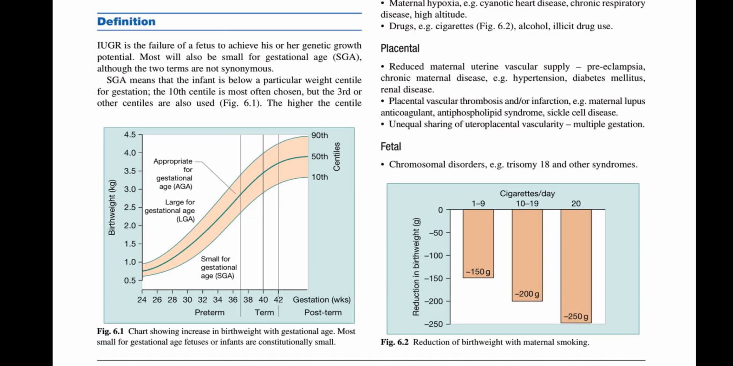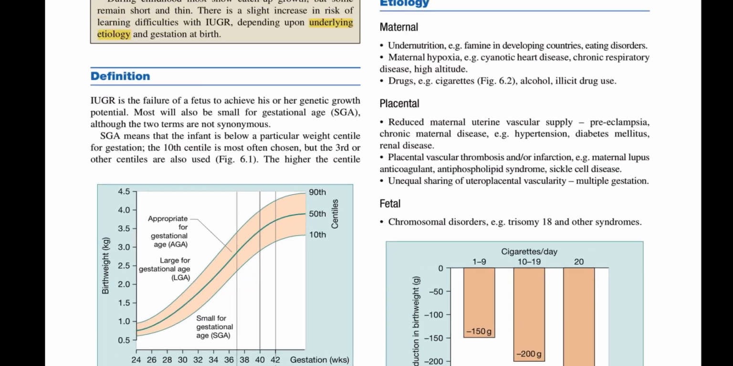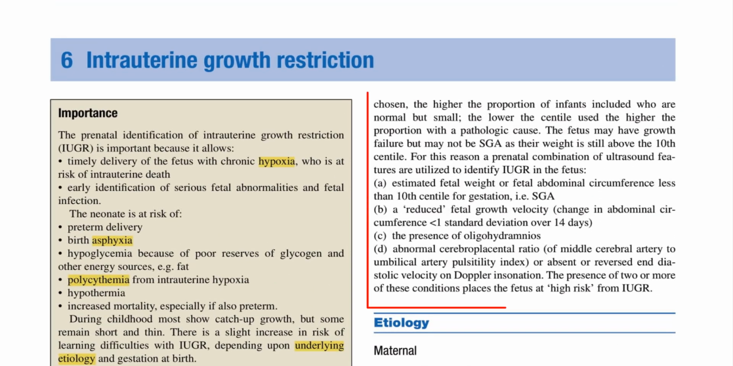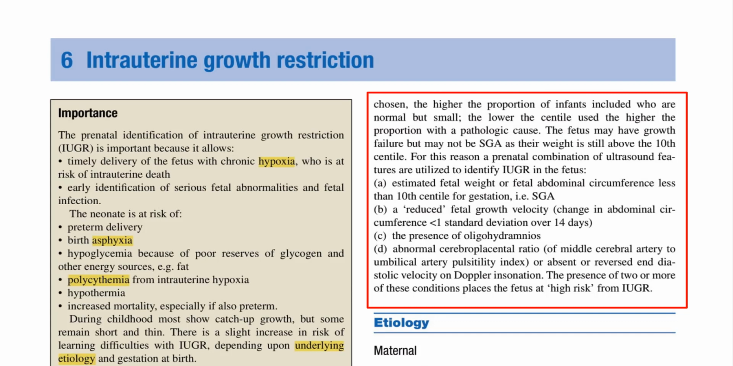Definition. IUGR is the failure of a fetus to achieve his or her genetic growth potential. Most will also be small for gestational age, SGA, although the two terms are not synonymous. SGA means that the infant is below a particular weight centile for gestation. The 10th centile is most often chosen, but the 3rd or other centiles are also used, figure 6.1. The higher the centile chosen, the higher the proportion of infants included who are normal but small. The lower the centile used, the higher the proportion with a pathologic cause. The fetus may have growth failure but may not be SGA as their weight is still above the 10th centile.